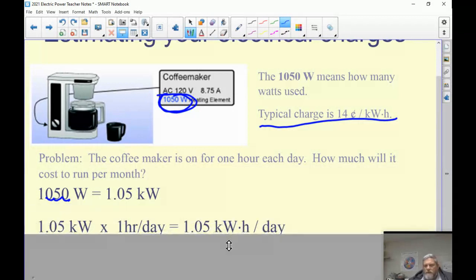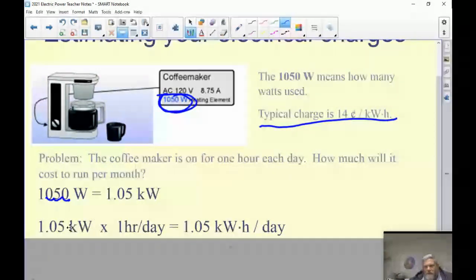Right? Now we're going to multiply that by it being used for 1 hour per day. So we multiply 1.05 times 1. If it had been 2 hours each day, we multiply by 2, and so on. Right, if they tell you it's used for 15 minutes, you need to convert the minutes to hours because we're going to be working with hours here. Right, so 1.05 kilowatts times 1 hour per day gives us 1.05 kilowatt hours per day.